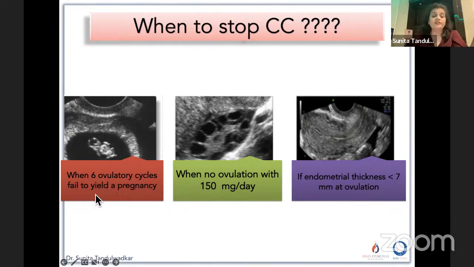When 6 ovulatory cycles fail to yield a pregnancy, in a favorable age group, everything fine, at least you try 6 cycles. Because if you don't try 6 cycles, in no time you will reach gonadotrophin, laparoscopy, and then ART. In 1 year, the patient lands up for an IVF cycle. So please have patience.